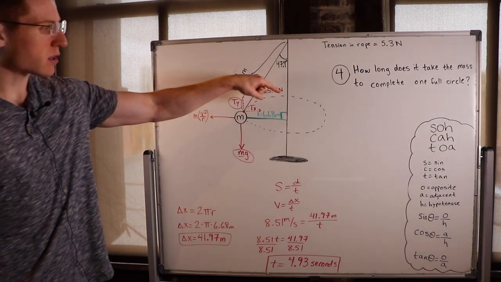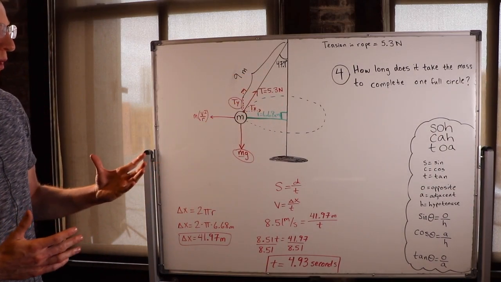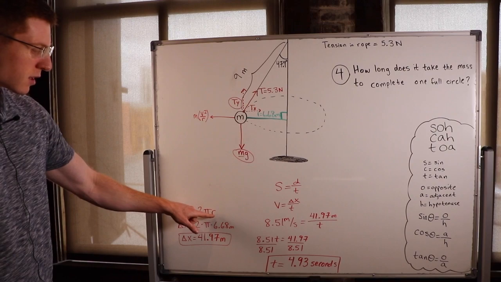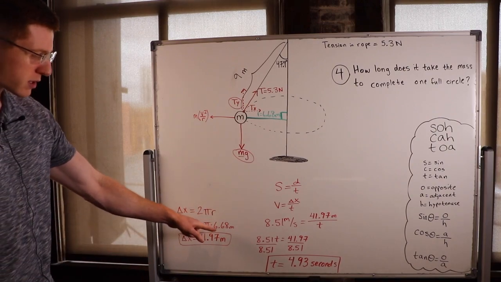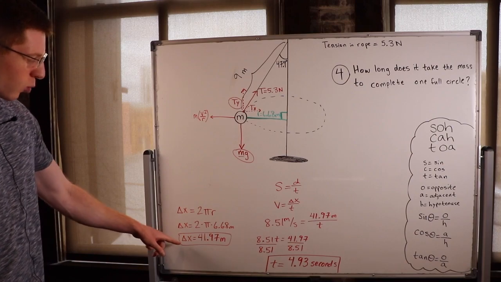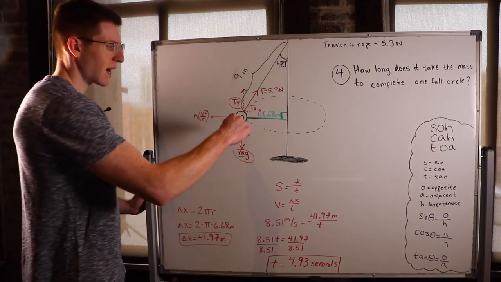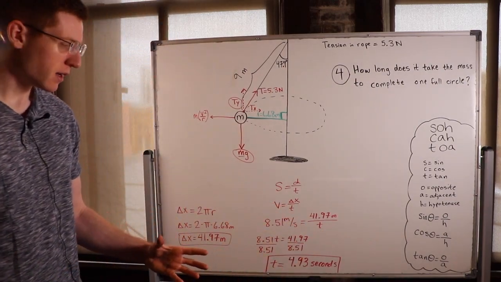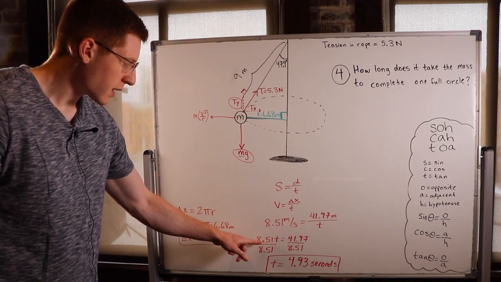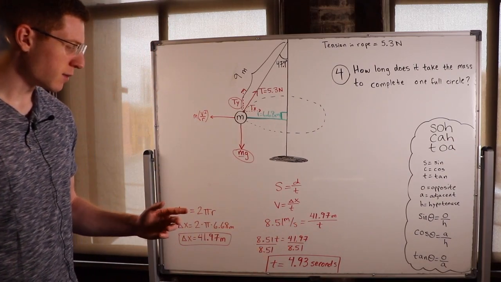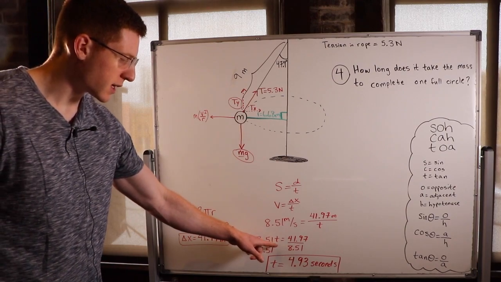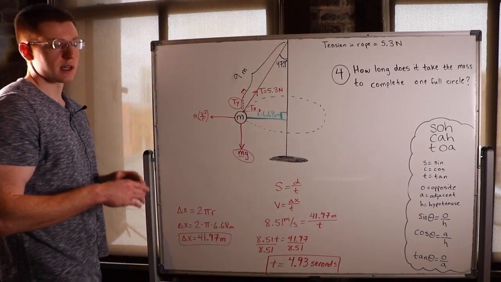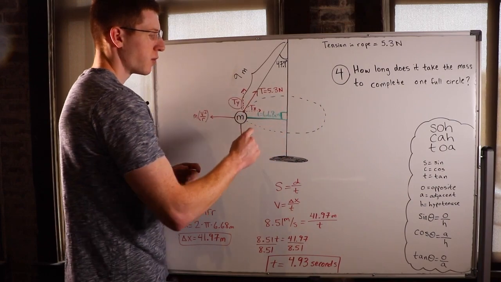Well, we know the distance around a circle is just its circumference, right? And circumference we know is 2 pi times radius. So our delta x is just going to be 2 pi times our radius. We already had found our radius, 6.68 meters, so we simply plug that in, and we find that one complete circle is 41.97 meters around. Now we have a delta x, and we can simply solve for t. So I multiplied both sides by t here, and I got 8.51 t equals 41.97. Then I divided both sides by 8.51 to get t by itself, and I got my final answer of t equals 4.93 seconds. That is the time it takes for this mass to make one full rotation.